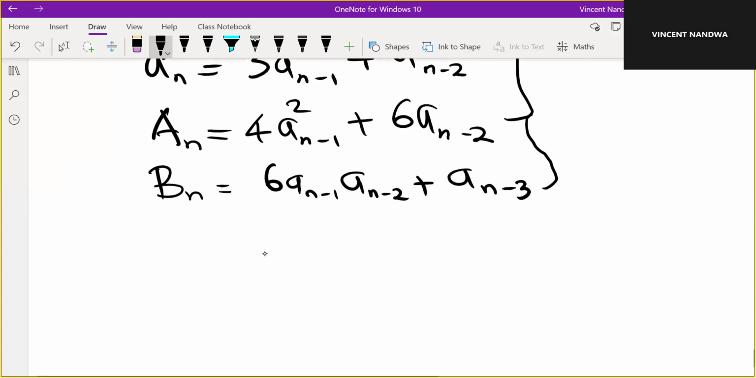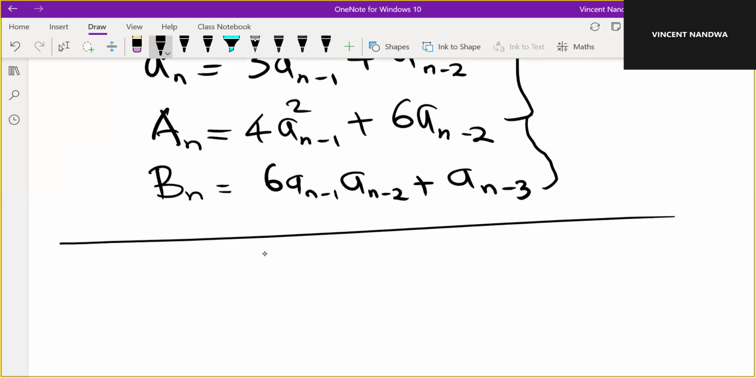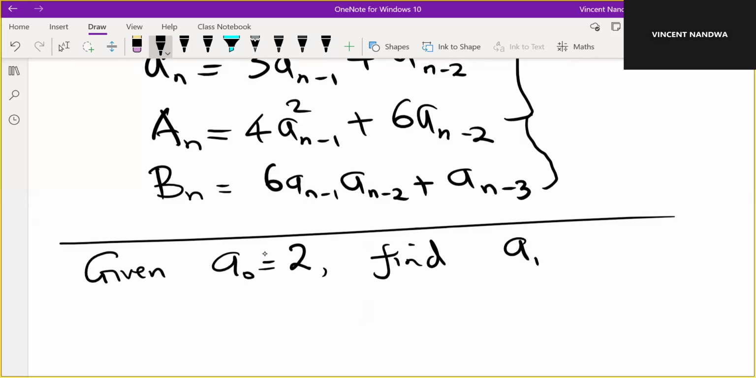Okay, so sometimes you can be given a few values of the a_i values, and then you're asked to generate others. So for example, given that a_0 is given by 2, find a_1, a_2, a_3, a_4 in a_n equals 4 a_{n-1}.